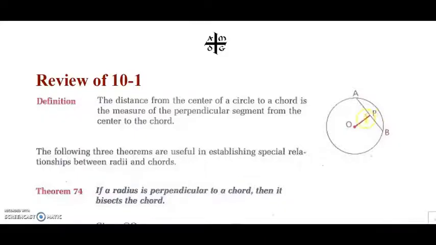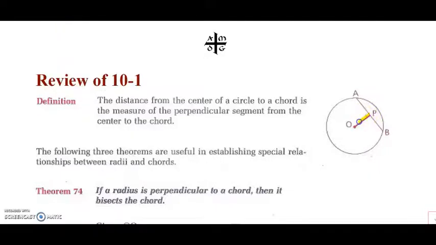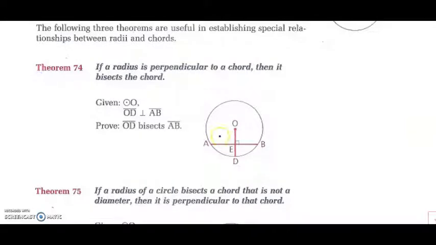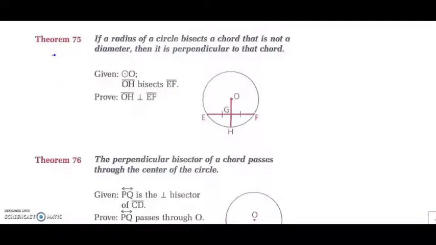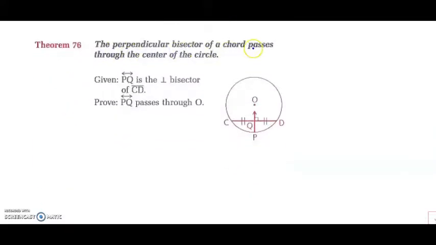In our last lesson, we were reminded that a distance is always measured on the perpendicular. So if a radius is perpendicular to a chord, then it bisects the chord. If the radius of the circle bisects the chord, then it's perpendicular, which is the converse. And a perpendicular bisector passes through the center of the circle.